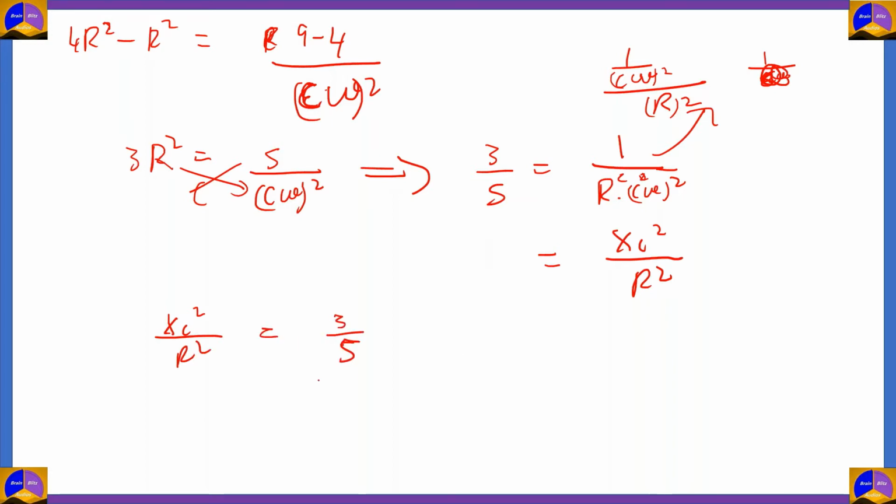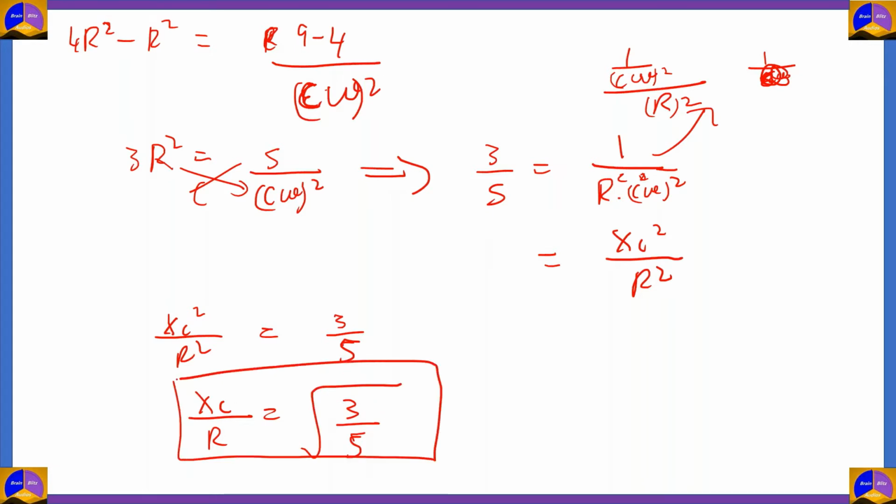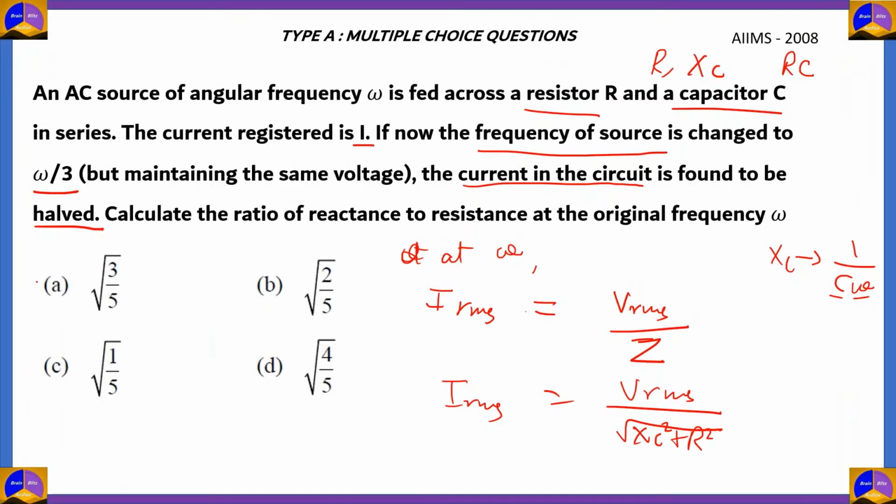So when we take square root on both sides, we will get XC divided by R is equal to under root of 3 by 5. And this is our answer because we're asked to find out the relation between the capacitive reactance and the resistance at the original frequency, omega. And our answer is now option A, root of 3 by 5.